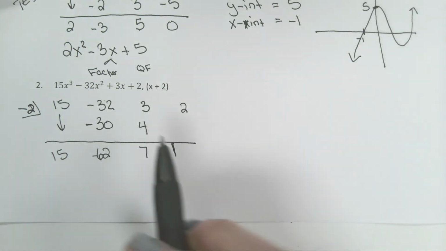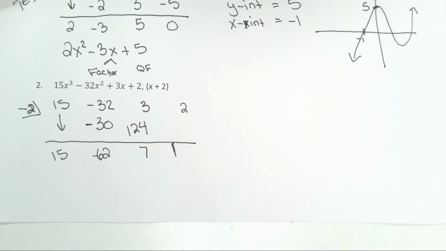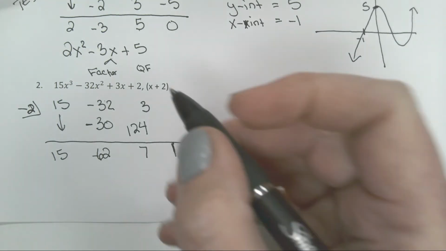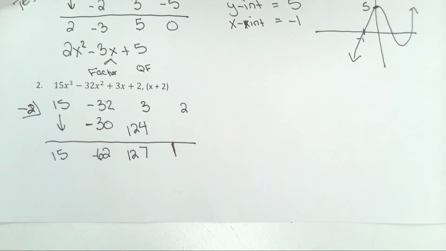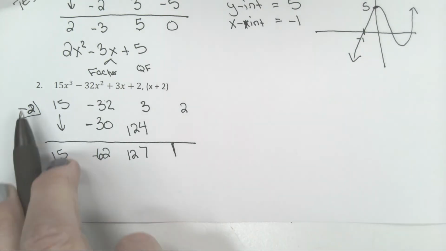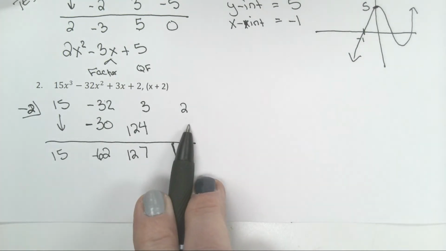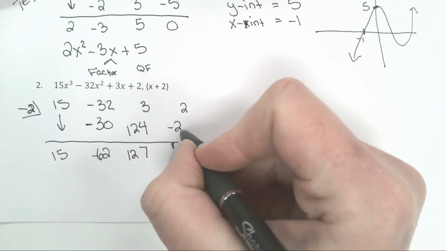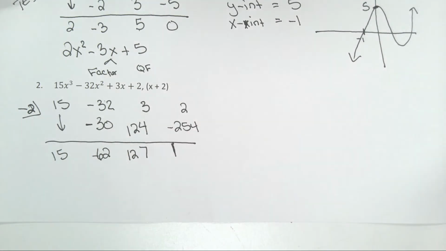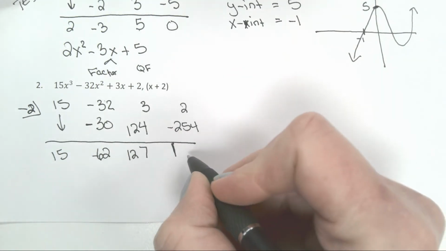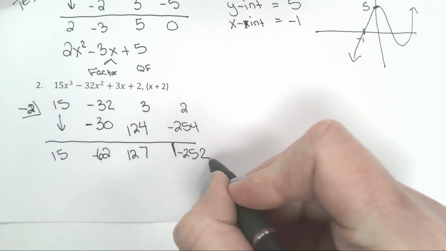-2 times -62 is 124. And then when I add down, that adds up to 127. And when I multiply, -2 times 127 is -254. And when I add down, I get -252.